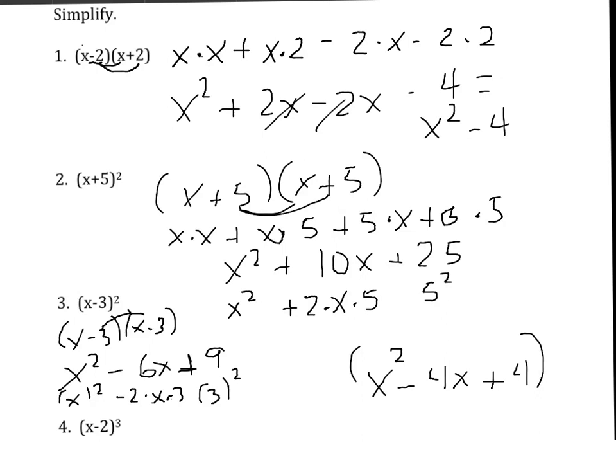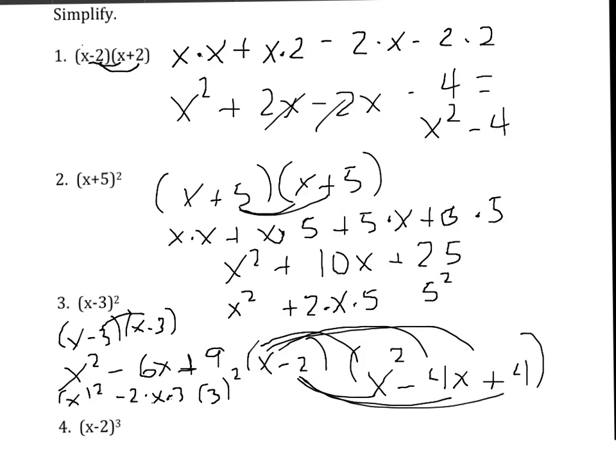But in this case you have to multiply it again times x minus 2, and so they have to realize they're distributing the x to all 3 terms this time in the other parentheses, and then the negative 2 to all 3 terms in the second parentheses. And then they have to simplify and combine like terms.